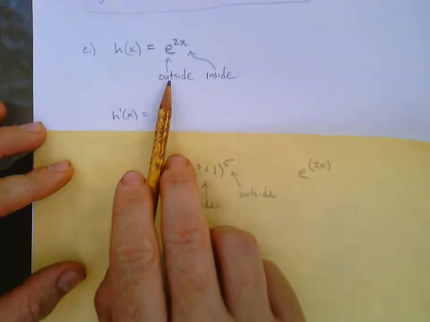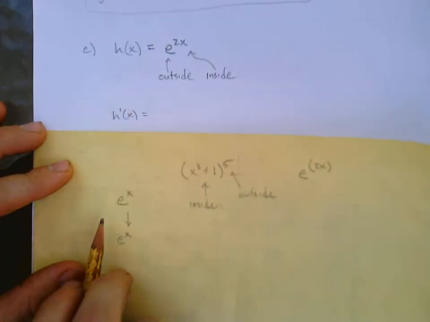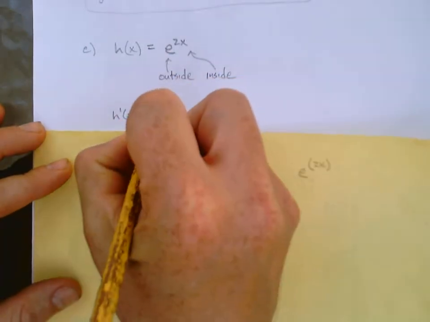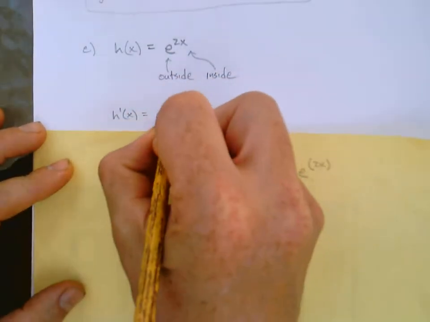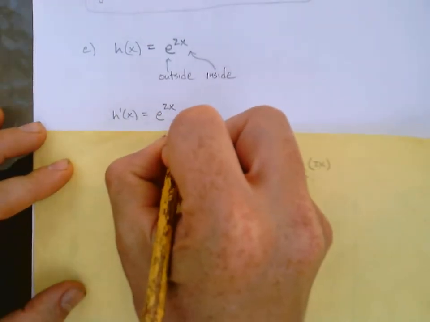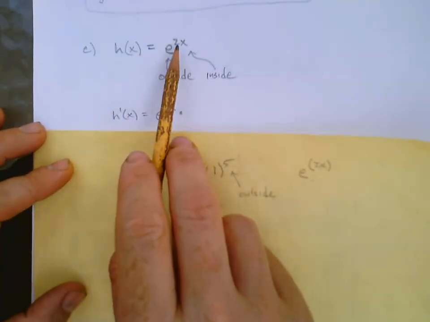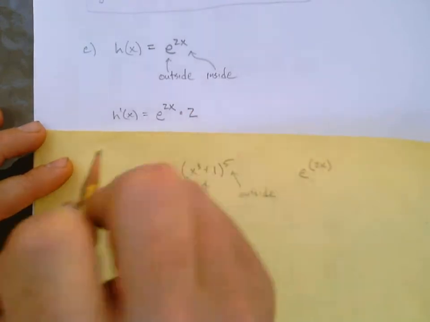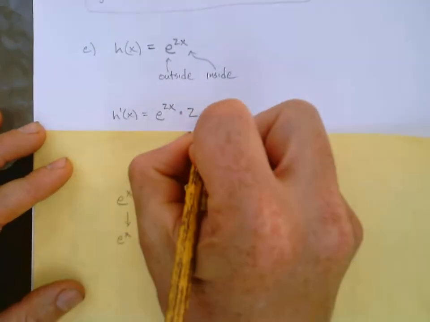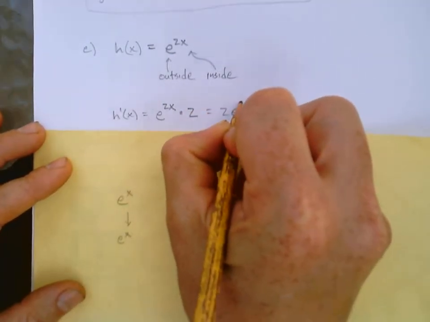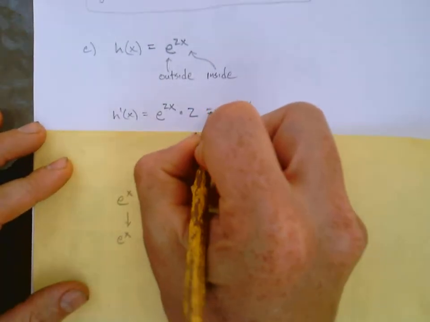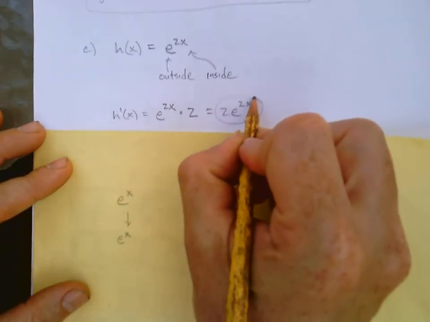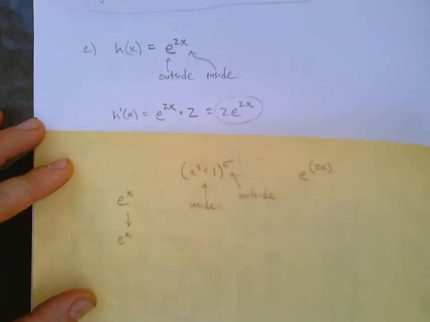H prime of x. So we start with the outside. Well, the derivative of e, we know, is just itself. So we're going to copy the whole thing, e to the 2x. Then we're going to multiply by the derivative of the 2x, which is 2. And there it is. In this case, let's go ahead and write it a little bit neater. That looks good right there. 2e to the 2x. Put that 2 in front.